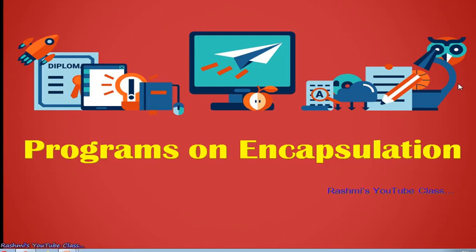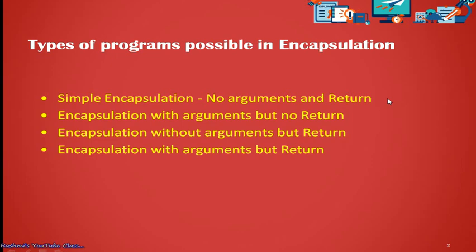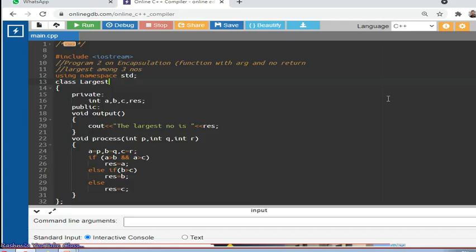Welcome all. In this video, students, we will see the function with argument and return, as well as function without argument and return. These two types of programs are left from our previous videos. Already we have cleared the first two concepts, and I am going to take the same example, that is, largest among three numbers. So let's go to the editor and try first the function without argument but return.